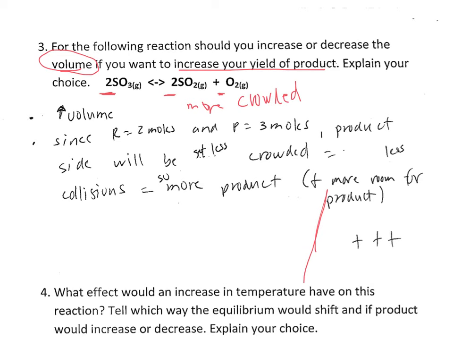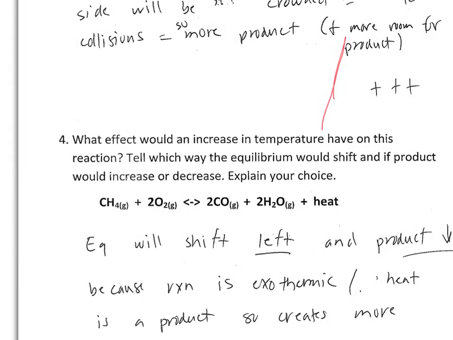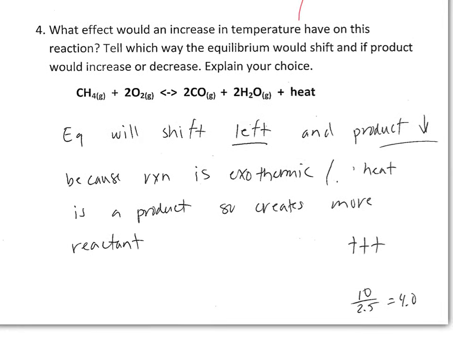And number 4, what effect would an increase in temperature have on this reaction? Which way does the equilibrium shift? Does product increase or decrease? In this case, they let you know heat is a product. So adding heat, increasing the temperature, is going to be like adding a product and will shift the equilibrium to the left. And that means product decreases.